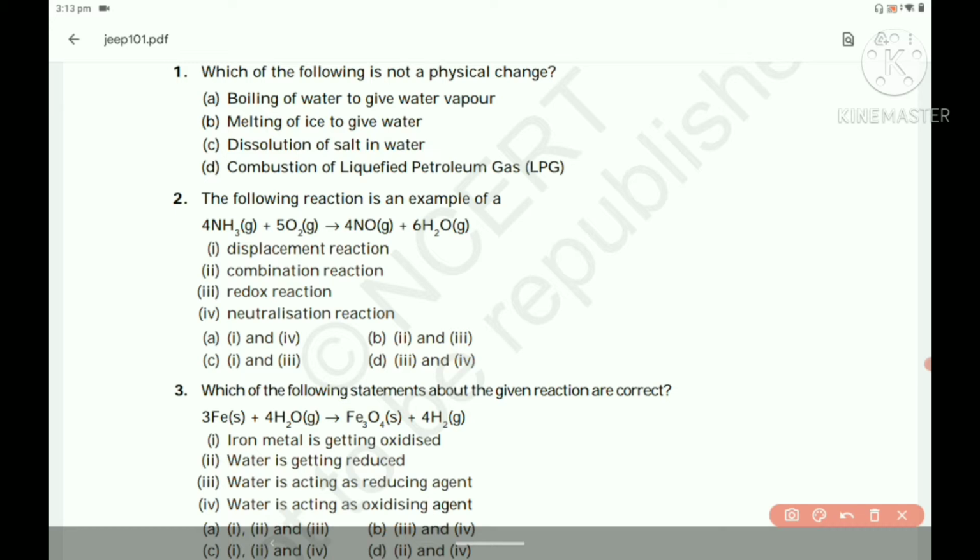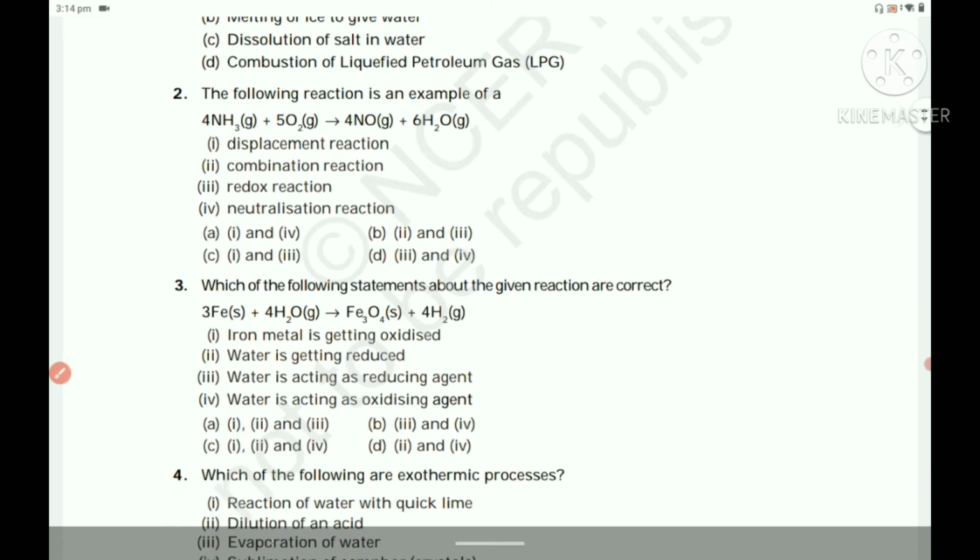Next, melting of ice to give water. Obviously, we can freeze water to give ice back. So it is a physical change. Dissolution of salt in water. Yes, we are aware of that. Now, combustion of LPG. Remember the fact that combustion of any substance is always a chemical change, not a physical change. So it is a chemical change and not a physical change. It's option D. Moving on.